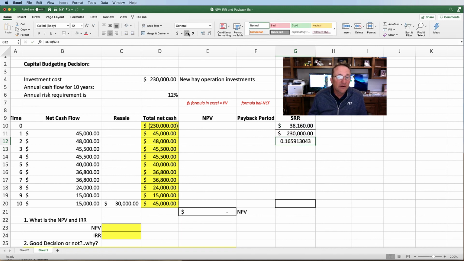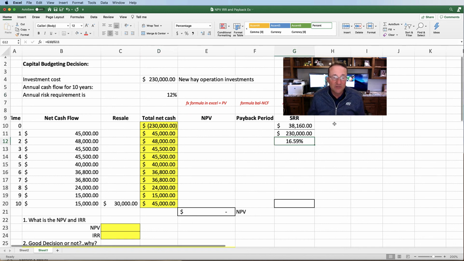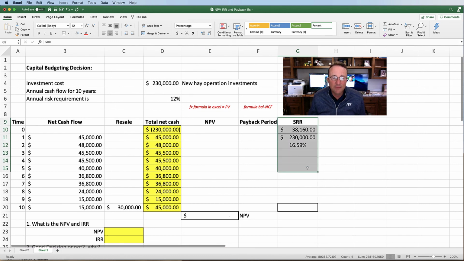So if I come over here and go double here, interest here, 16.59%. So if you're looking at this and saying, man, my investment only needs 12, simple rate of return looks pretty good. However, remember, this one does not account for time or risk, so I'm going to kind of just ignore it, but that's sometimes calculated, so that's there.